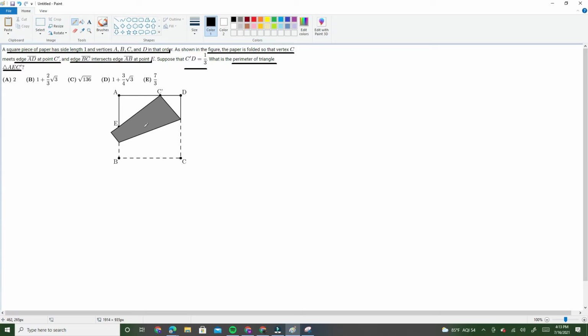So the problem is quite simple. We have a square piece of paper. We fold this piece of paper such that the vertex C is mapped onto C'. And from there we know that C'D is 1/3, and we want to compute what the perimeter of triangle AEC' is. So just like any other geometry problem, the first step would be to make your own diagram.